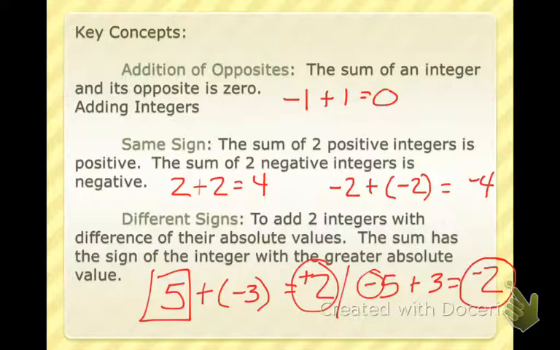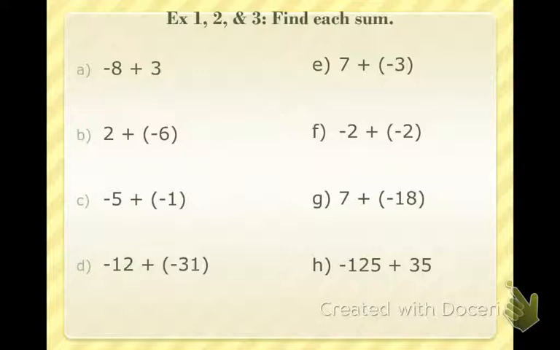All right. Let's do some problems. All right. Examples 1, 2, and 3. Finding each sum. A, we have -8 plus 3. Notice they're opposite signs. So you have a negative and a positive.